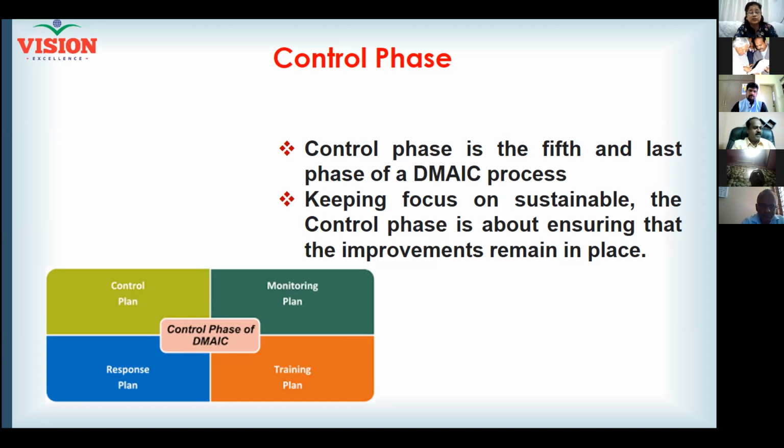And Dr. Ravikumar sir was telling about the various types of training and the pilot implementations and the full scale implementation based on the projects that can be done. So I'll quickly take you to the control phase.